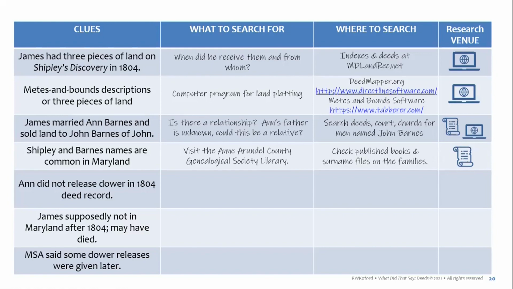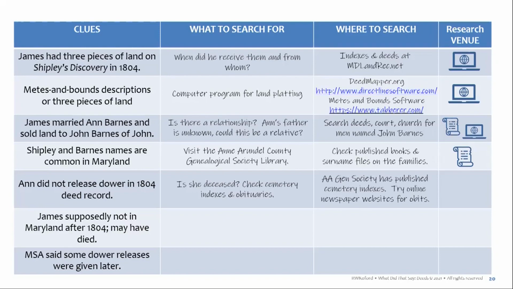Next, Anne did not release dower in 1804 on the deed record. It's very possible she's deceased. So I need to go and check cemetery indexes and obituaries. Again, Anne Arundel County has published cemetery indexes, but I'm going to try online newspaper websites for obituaries too, because there are some early ones. And because Anne Arundel isn't really too far from Baltimore, I'm going to check some of the Baltimore papers back in that time too.